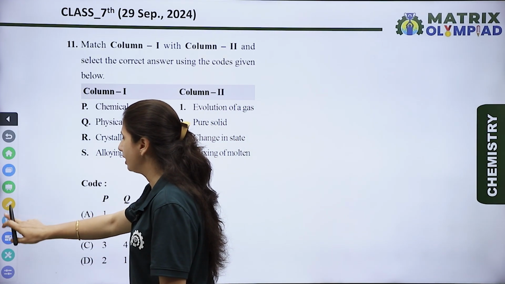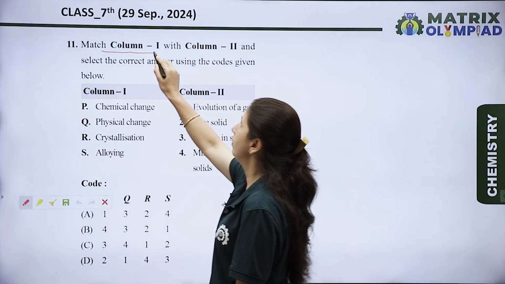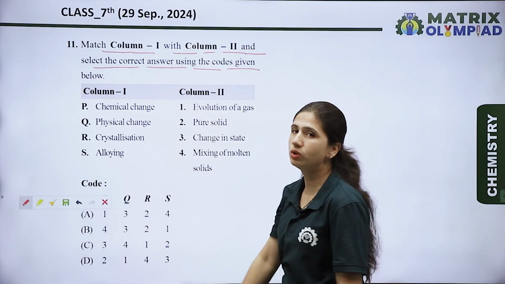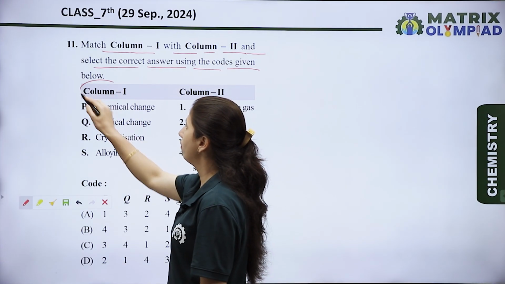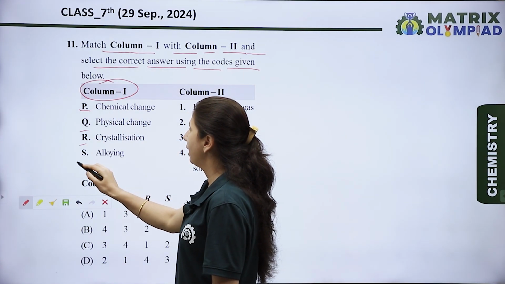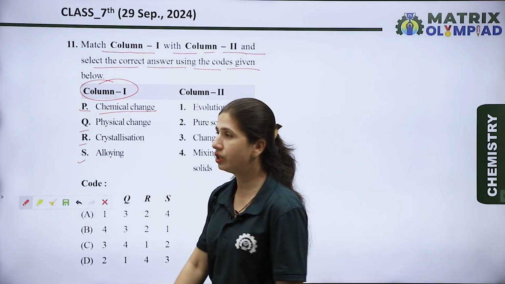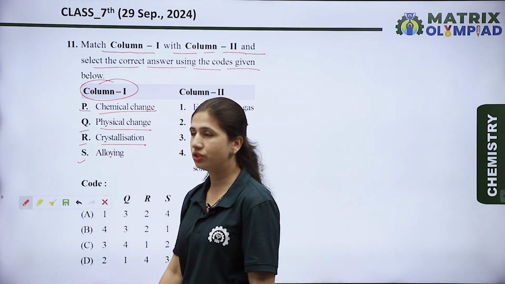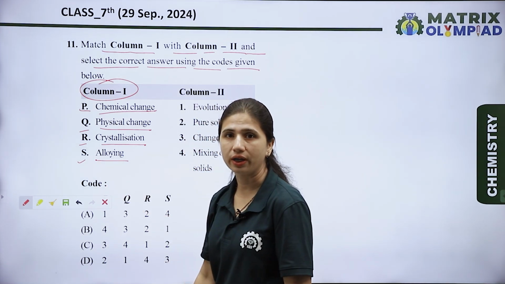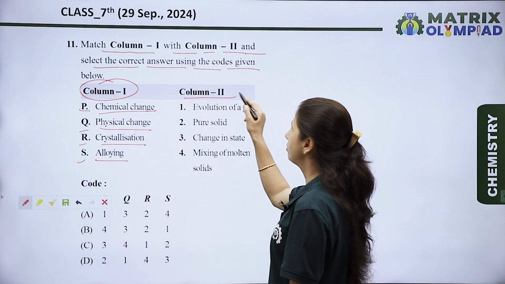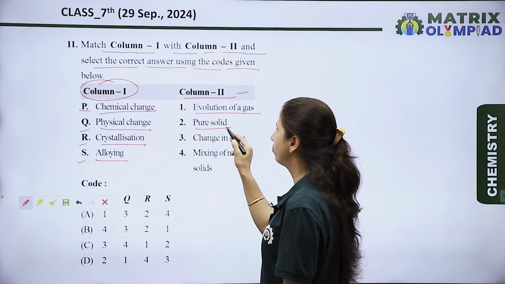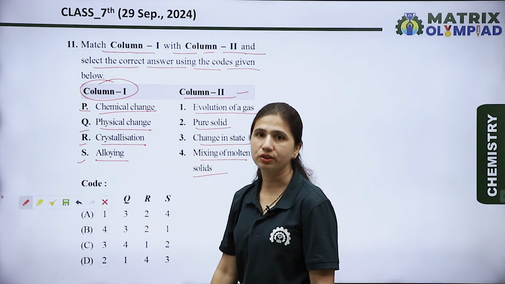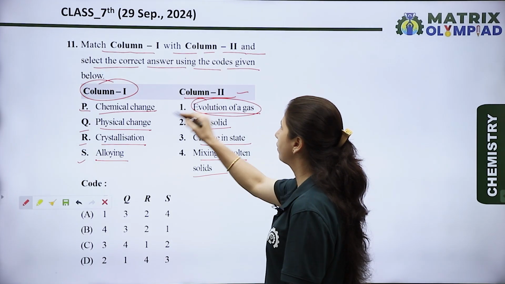The next question is: match column first with column second and select the correct answer using the codes given below. In column first, P, Q, R and S. P is chemical change, Q is physical change, R is crystallization, and S is alloying. Now in column second: evolution of a gas, pure solid, change in state and mixing of molten solids. So the first is evolution of gas.